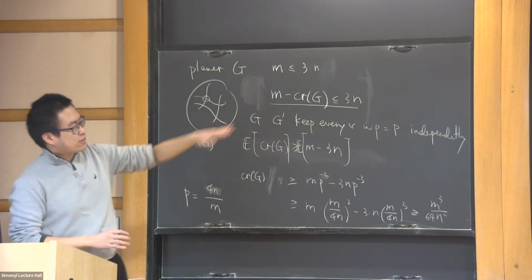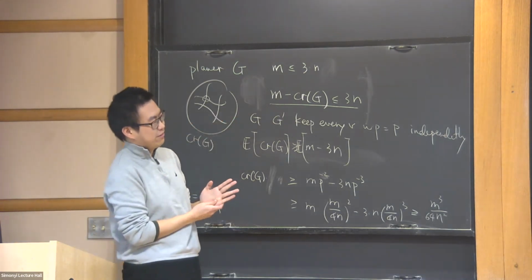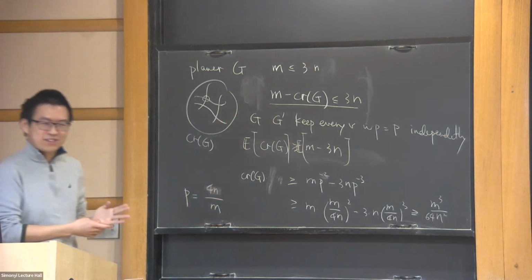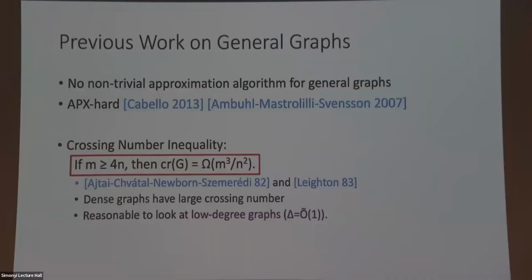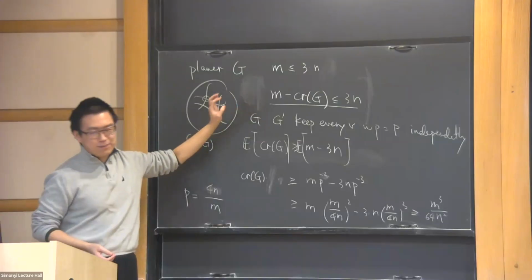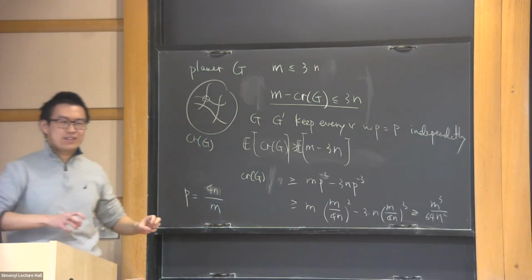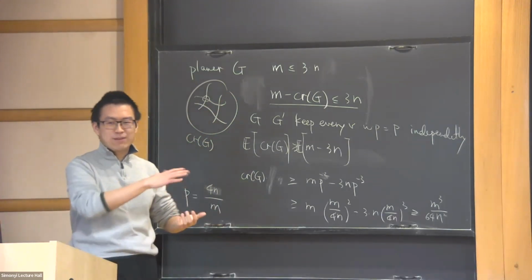I think the first two papers that figured this inequality out were not using this probabilistic proof, which was discovered later. So it's a very beautiful one. But the message it conveys to us is that as long as the graph is a little bit dense, the crossing number has to be very high. Dense than like 4 times n, average degree larger than 8 or something. The crossing number has to be very high.